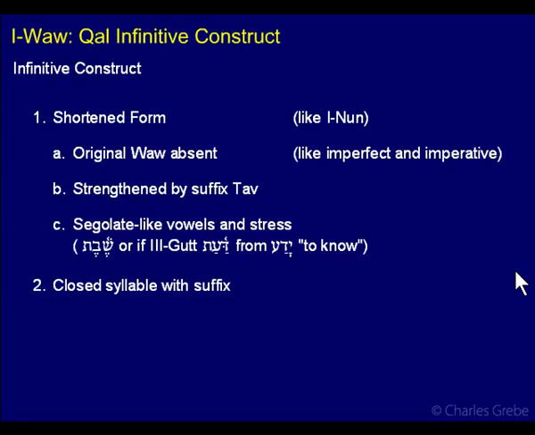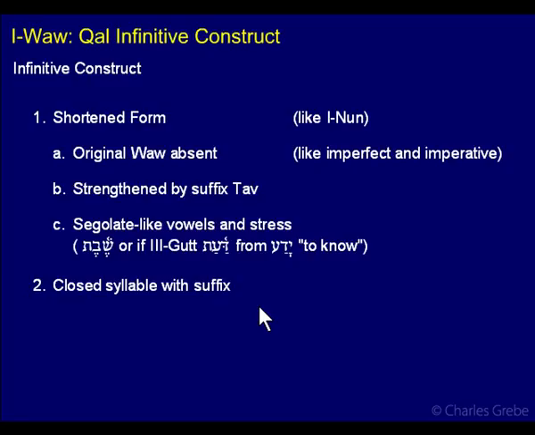So, what was I saying here? Shortened form. Original first vav is absent, like in the rest of Qal. Strengthened with the tav. And you have segolate-like vowels and stress. If it's third guttural, you get two patachs. Otherwise, you get two segols. The other thing is if you add a suffix, you get a closed syllable, just like first nun.